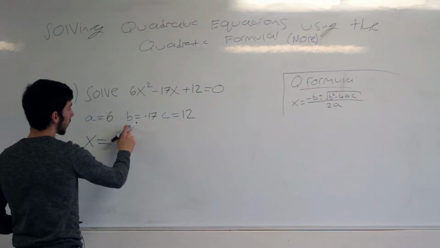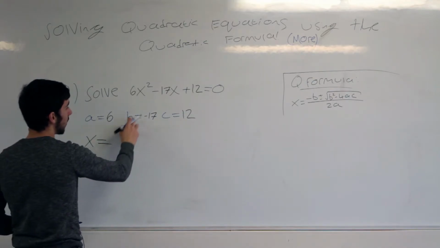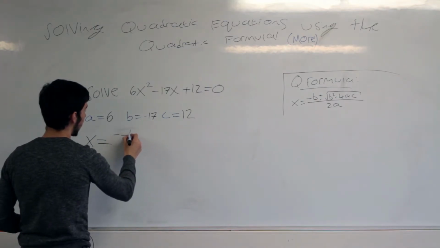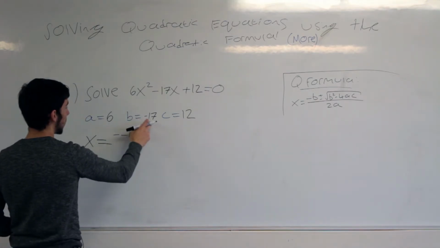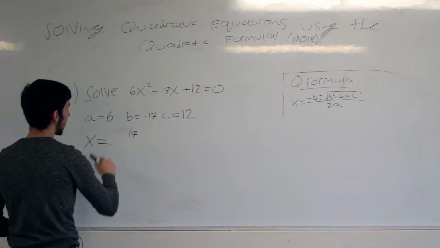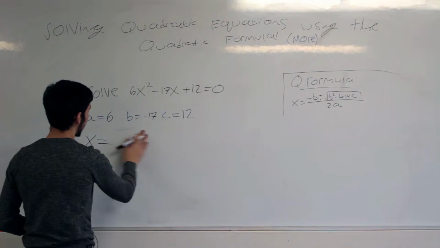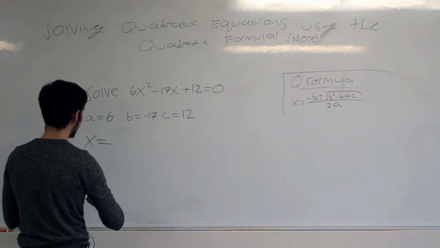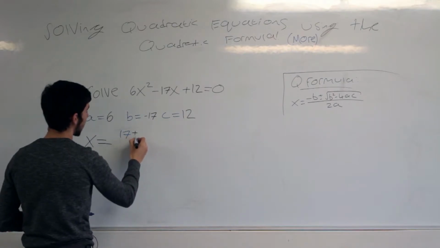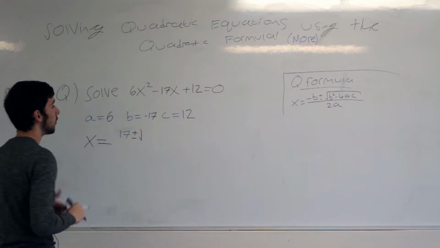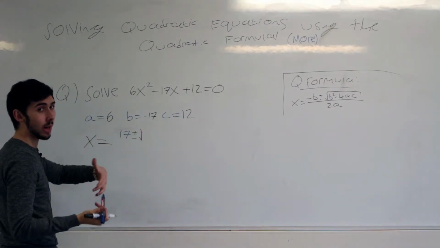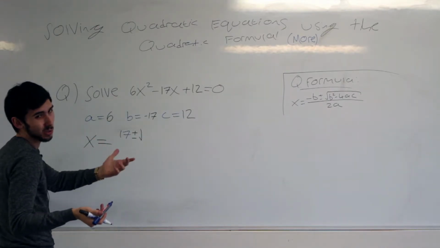Minus b is going to be minus 17, okay? So minus b, which is minus 17, that's going to be positive 17, isn't it? Because it's two minuses. So we're going to write 17, then we're going to plus or minus the square root of b squared. Well, b is minus 17, so b squared is going to be basically 17 squared.